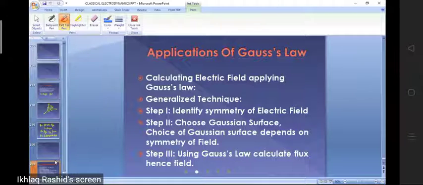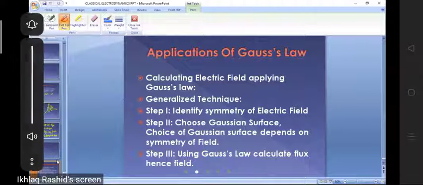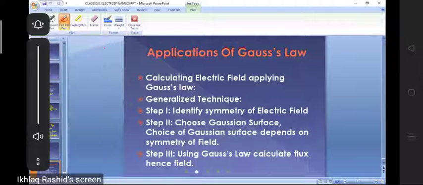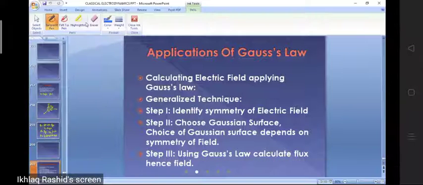ठीक है ना बेटा? So first of all, how we'll start is this application of Gauss law, calculating electric field using Gauss law. That's our topic, so concentrate here. First, generalize the technique, how to use the Gauss law. Step one is to identify the symmetry of the electrostatic field. आपने ये पढ़ा होगा Dave J. Griffith. In Dave J. Griffith, the steps are exactly in a similar fashion.